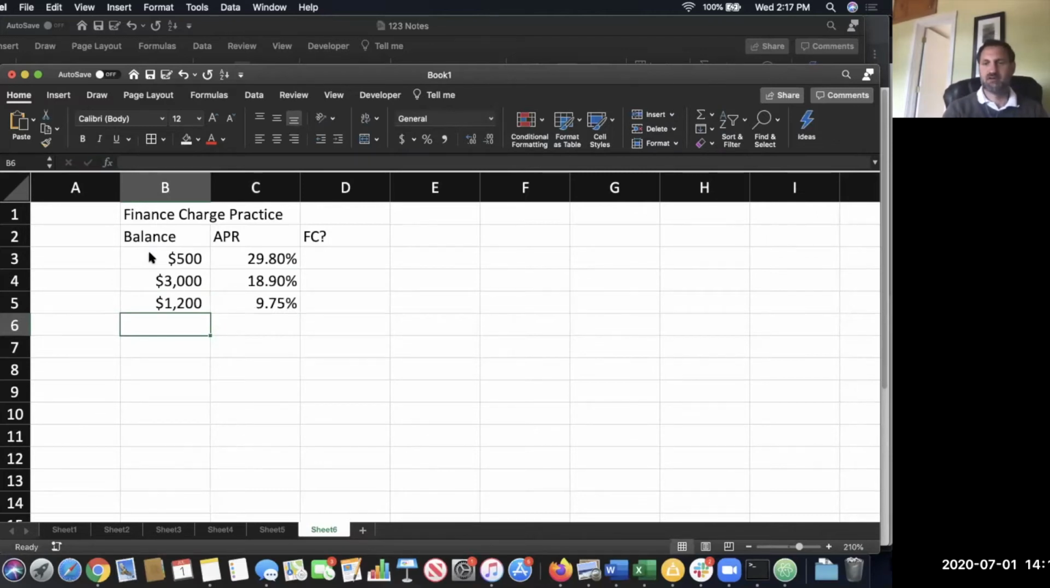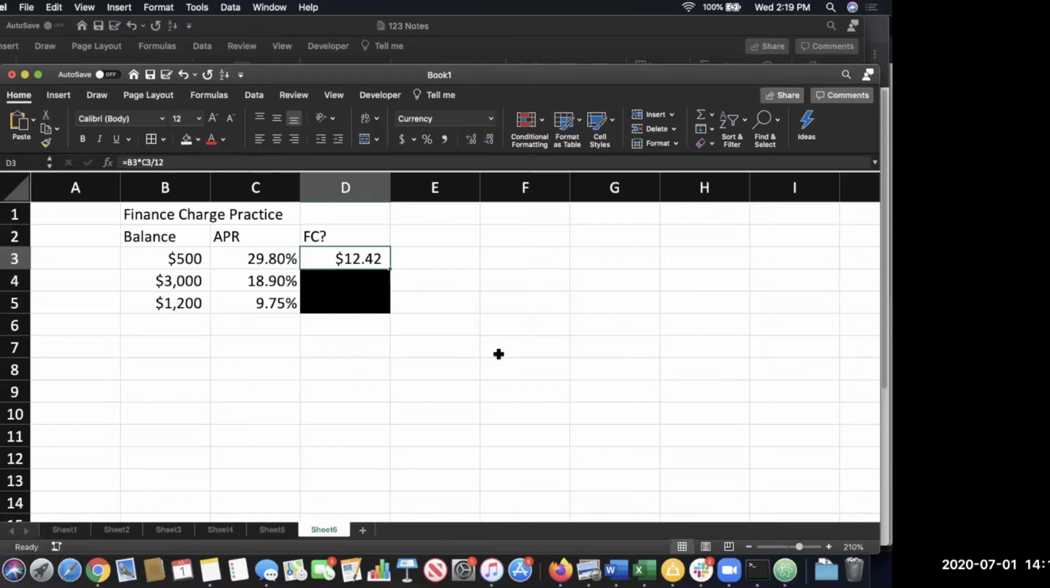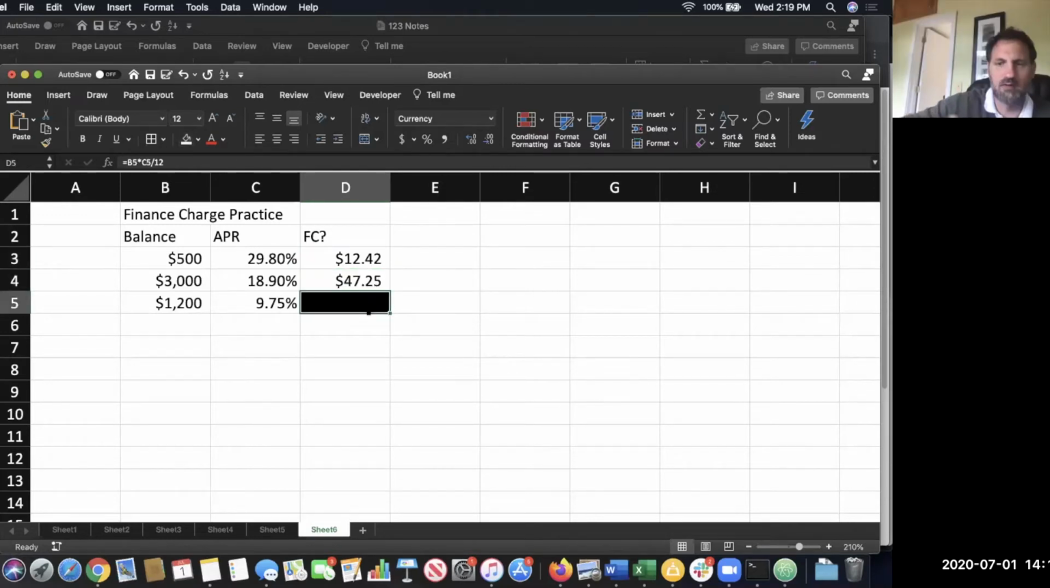So I want you to figure out the finance charge. Three ingredients: APR times balance, divided by 12. Remember to treat the APR as a decimal, not as a percentage. 1242. The next one I got 47.2. Good.